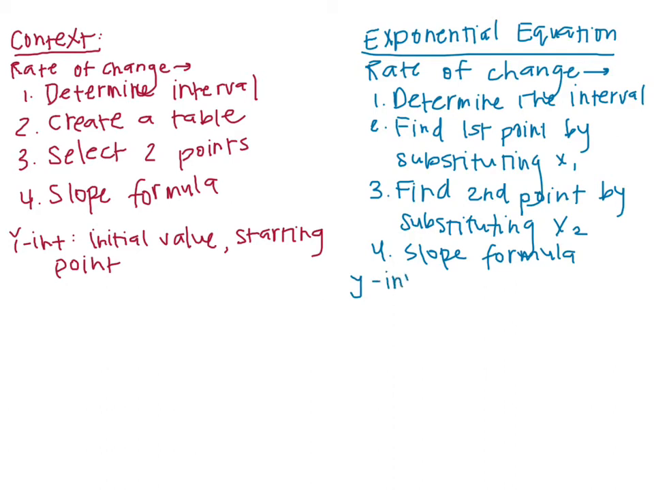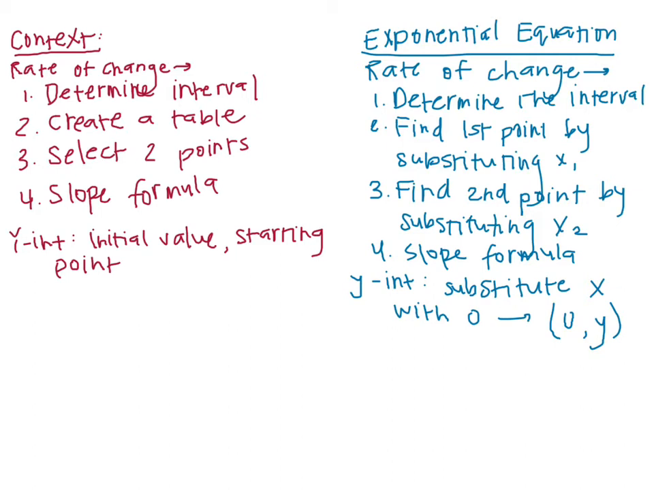To figure out my y-intercept, I need to substitute x with a 0 in the function f of x. And what that's going to do is give me a point that has an input of 0 and then an output of the y-intercept.